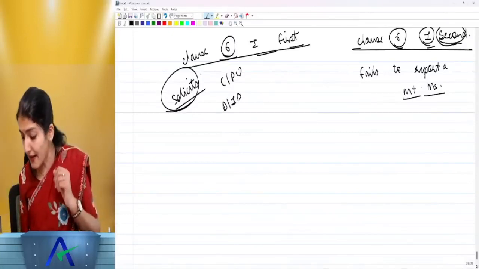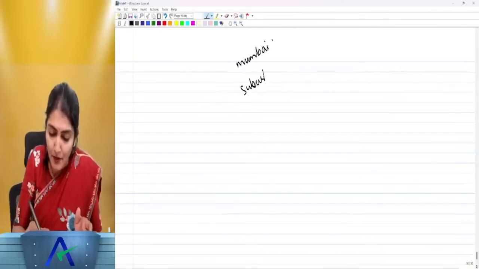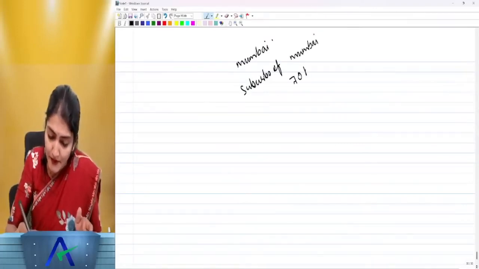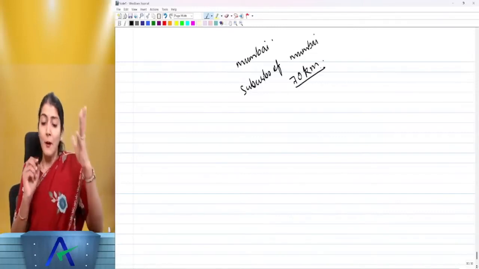Okay, right. Say a chartered accountant has one office in Mumbai and one office in the suburbs of Mumbai, say 70 kilometers away from the main office.